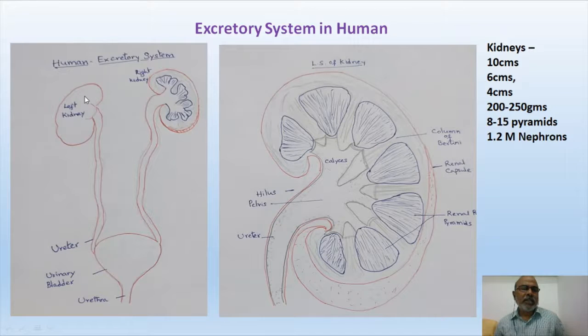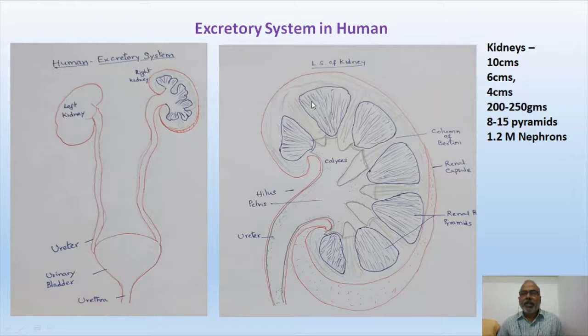Why is this one small in size? Perhaps above it there is a very big space occupied by the liver. That may be the reason. Okay friends, this is the right kidney, this is the left kidney. A small mistake is there in the diagram.